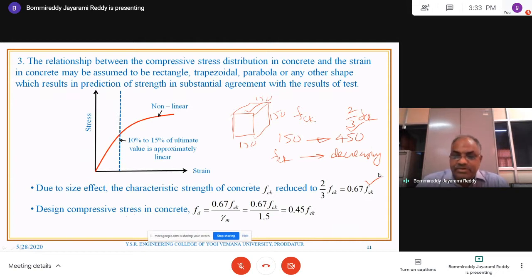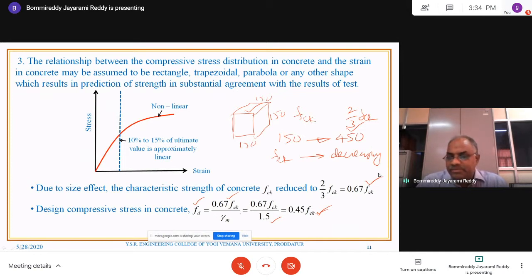And now the design compressive stress. This is the characteristic strength considered, and what is the design value? Design value is nothing but the characteristic value divided by the factor of safety for the material. Since it is concrete, the factor of safety is 1.5, so you will get 0.67 by 1.5, which is 0.45 fck. So we are going to consider the strength of the concrete as 0.45 fck after considering the size effect and also the introduction of the partial safety factor for concrete.